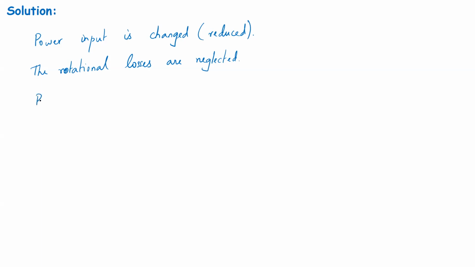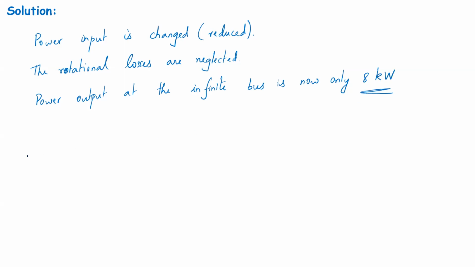The power output at the synchronous generator, or power output at the infinite bus, is now only 8 kilowatts. Okay.